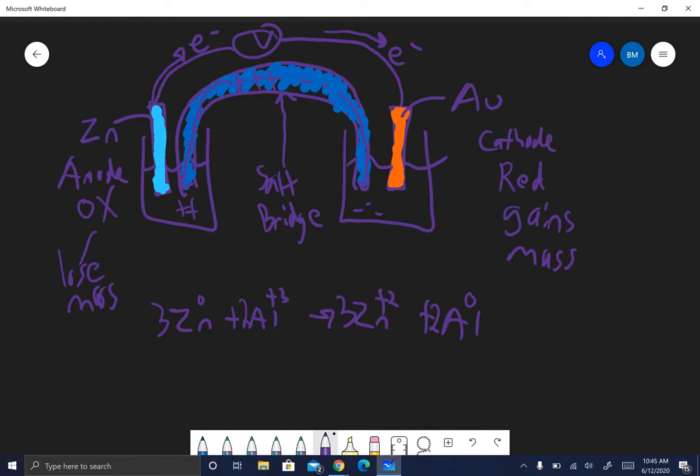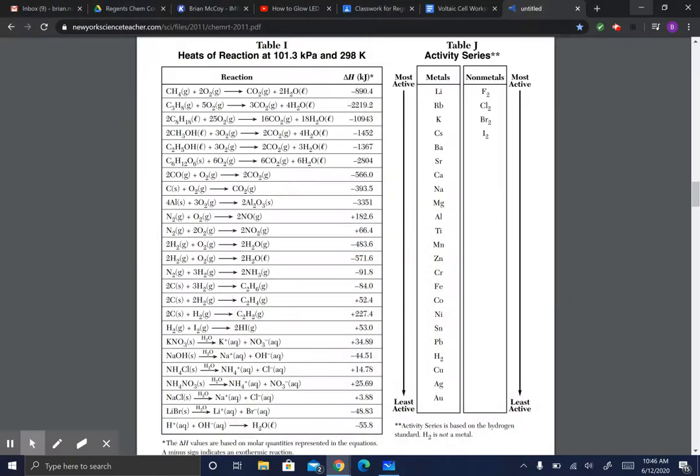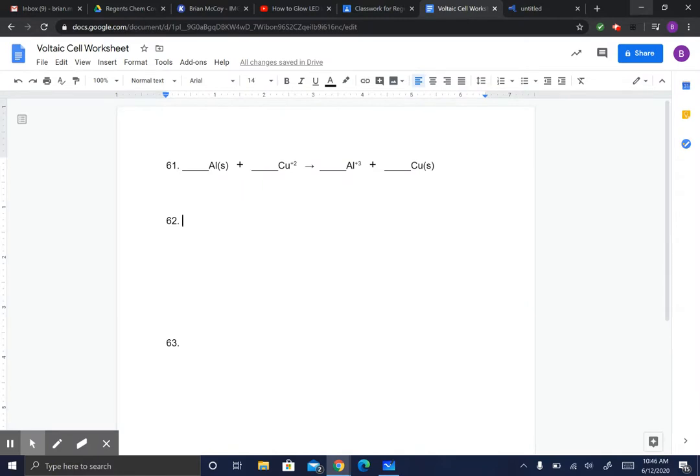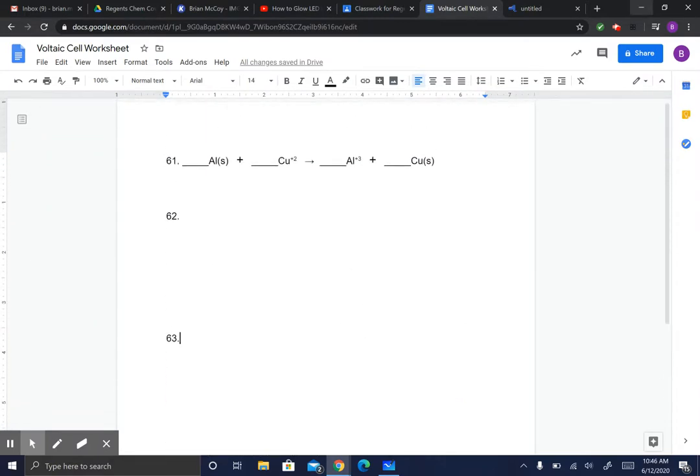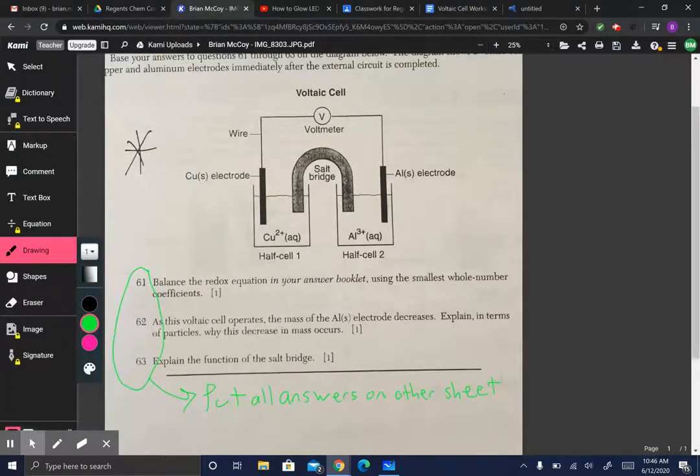All right. So I will add one more question to this. Number 65, maybe on a separate sheet there. What is the anode? What is the cathode? And all those questions pertain to this.